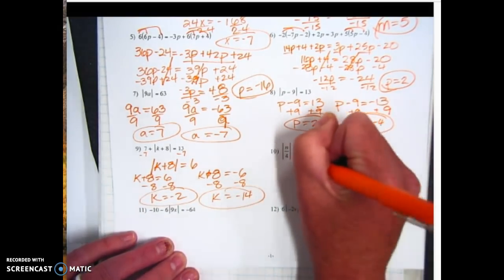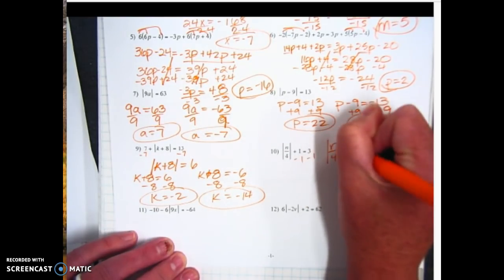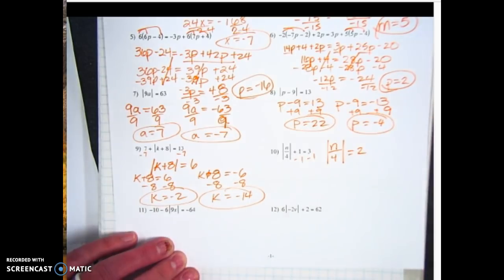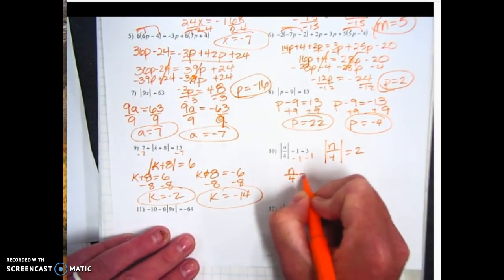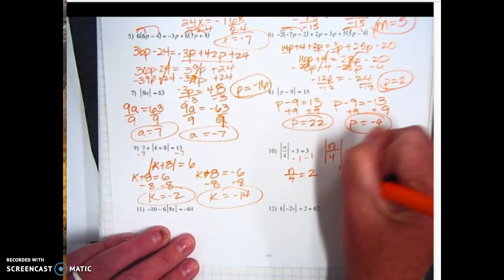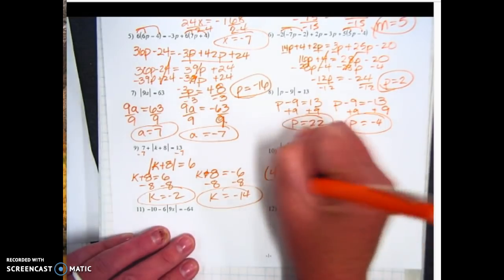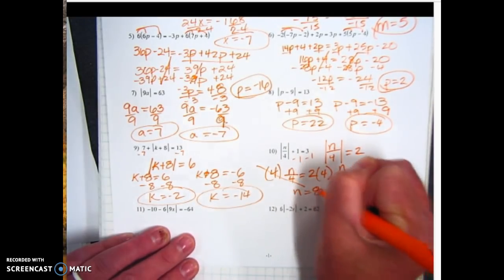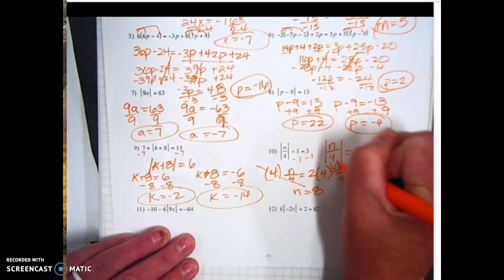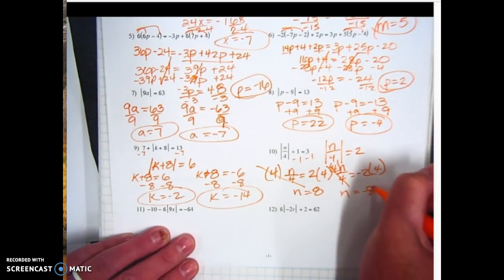Same thing with number 10. Got to isolate first. So we have the absolute value of n over 4 equals 2. And now we can rewrite that as two equations. So n over 4 equals 2, and n over 4 equals negative 2. Multiply both sides by 4. We get n equals 8. Multiply both sides by 4. And we get n equals negative 8.